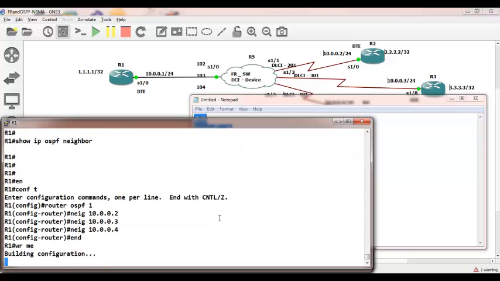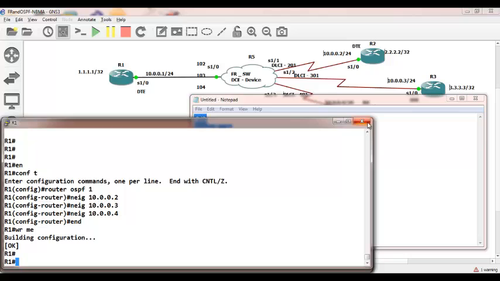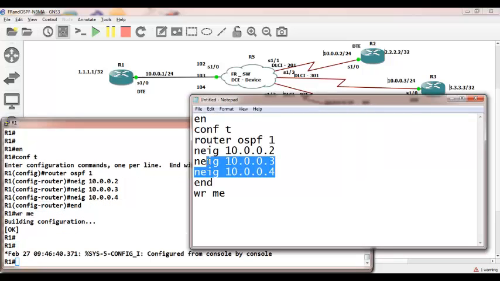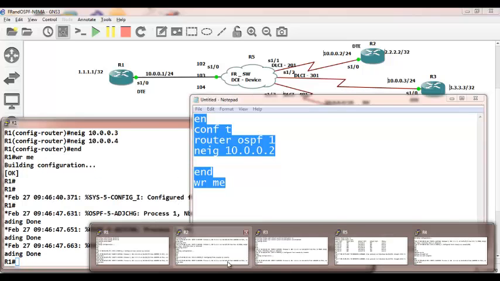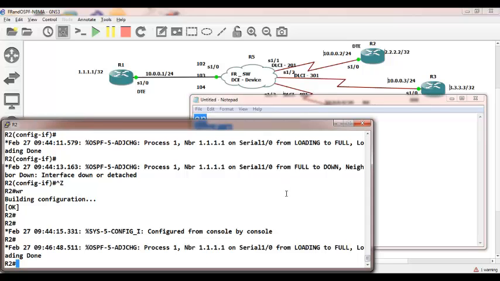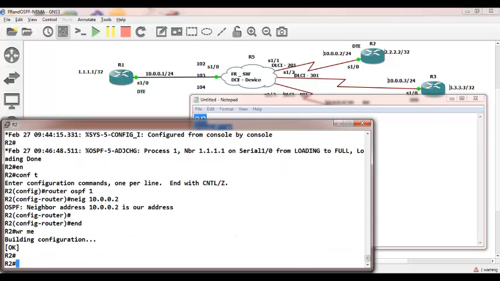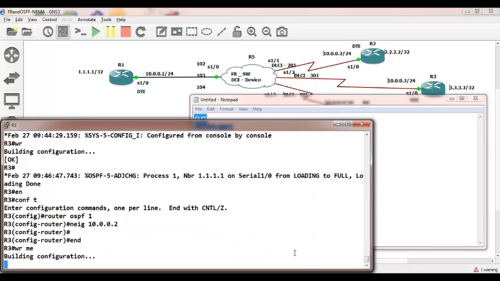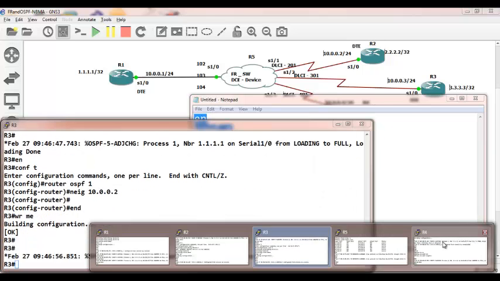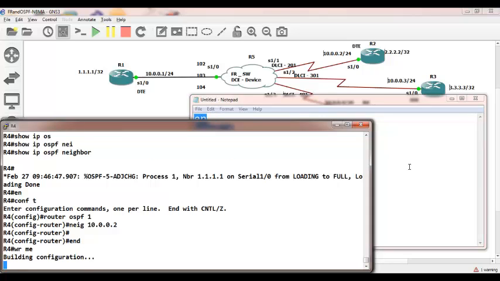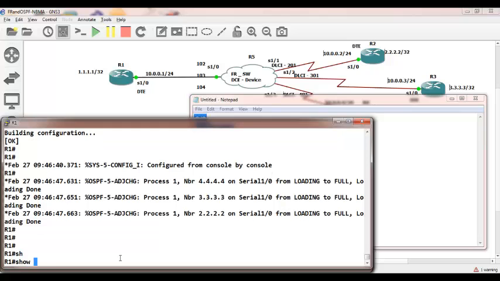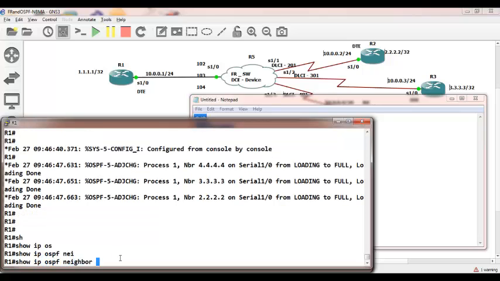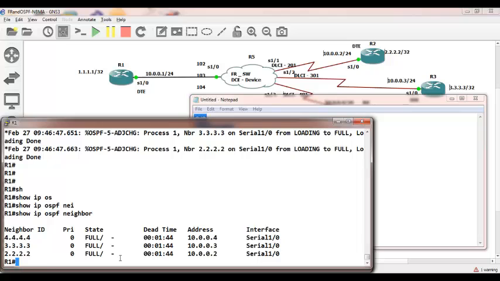Likewise on the other router I need to make R1 as a neighbor. That's it. Now you will see neighbors with no DR BDR. Show IP OSPF neighbor. Neighbors but no DR BDR. All the routes are seen.